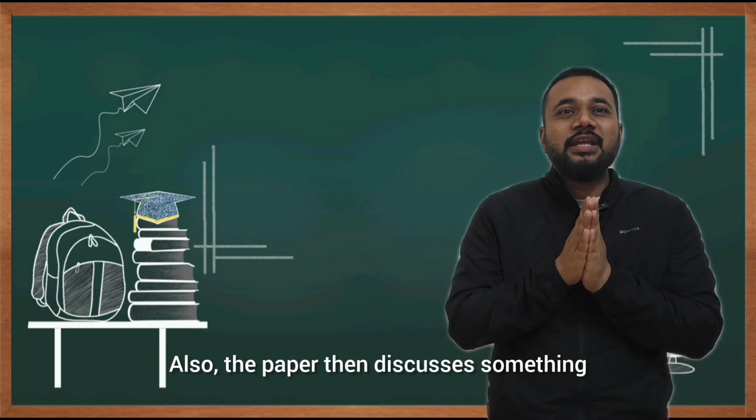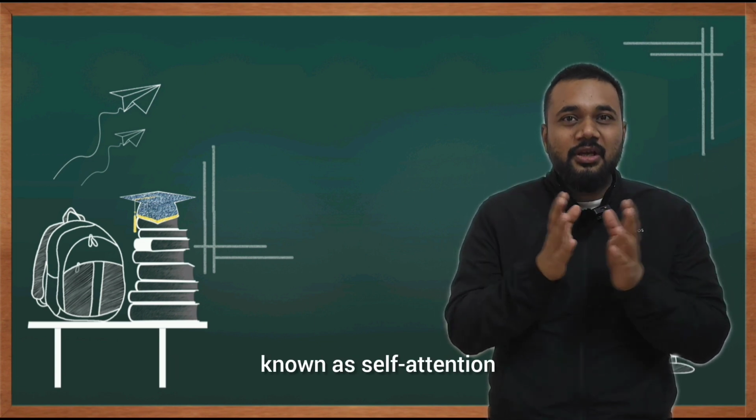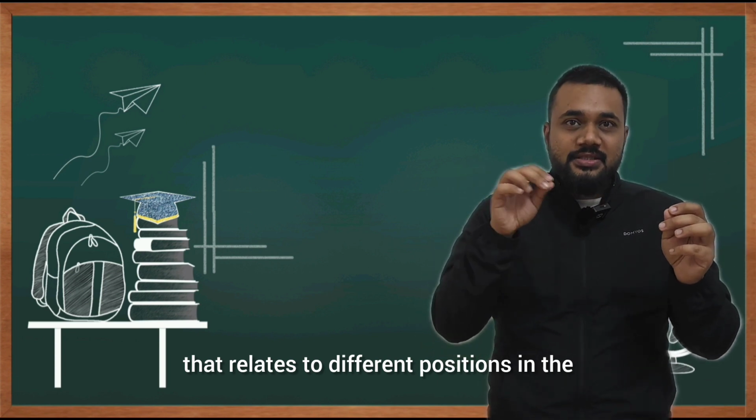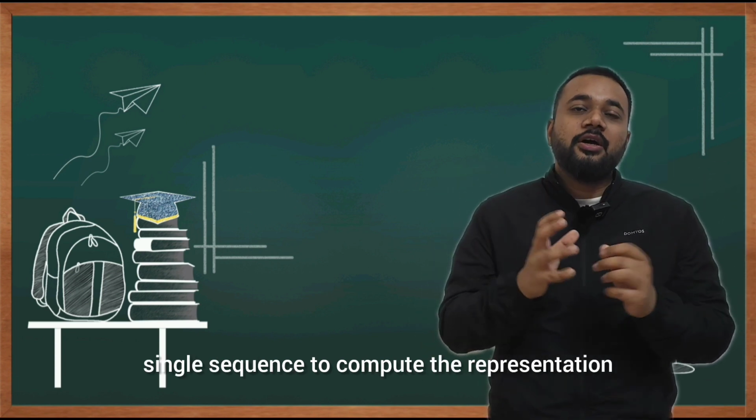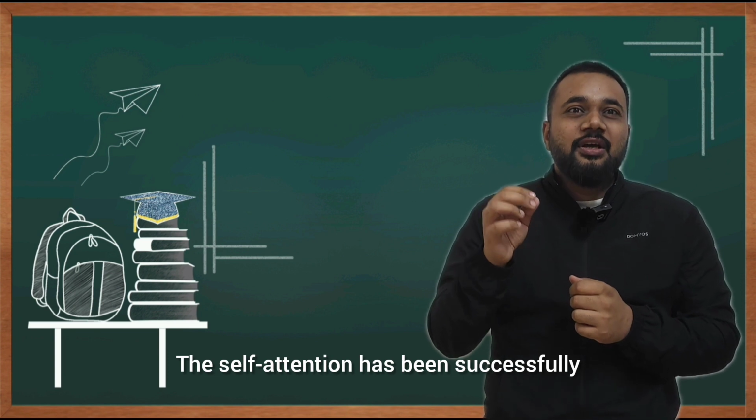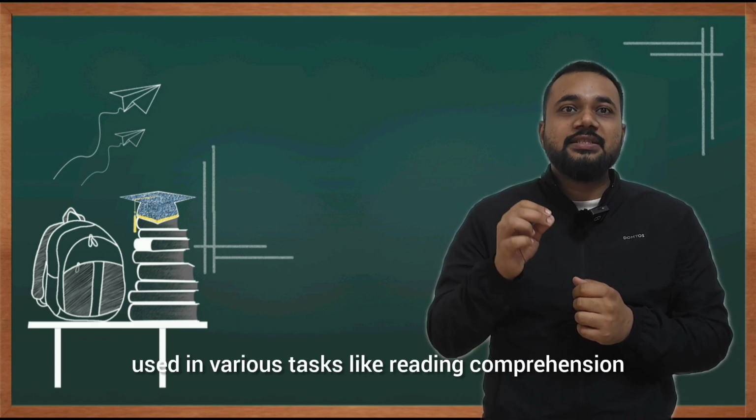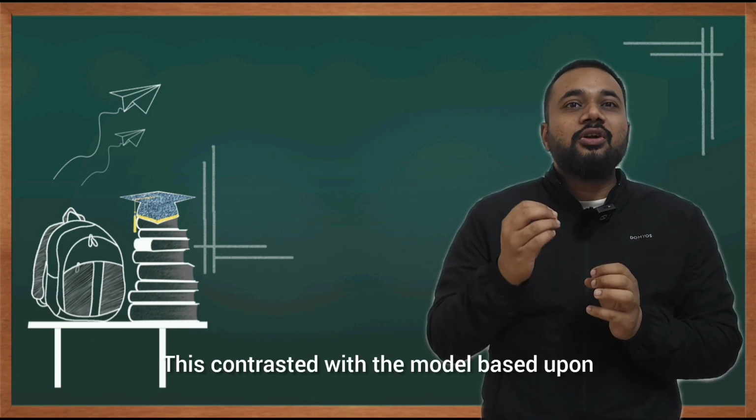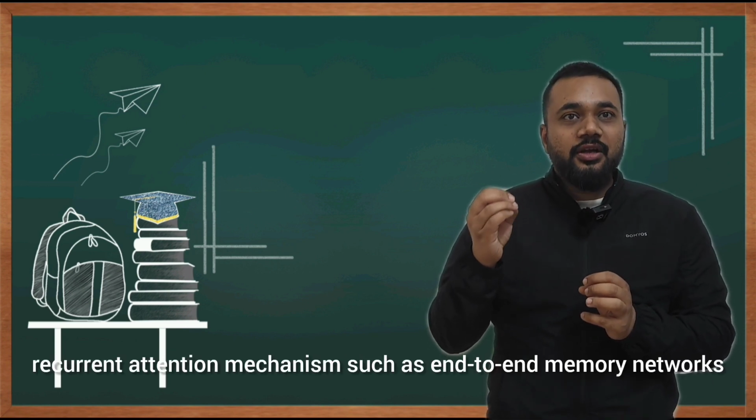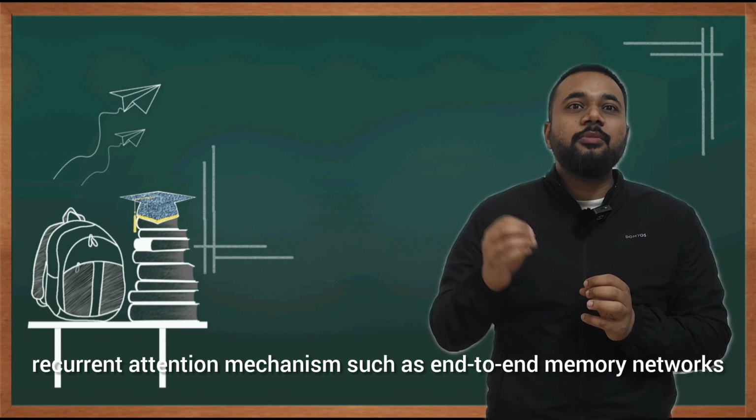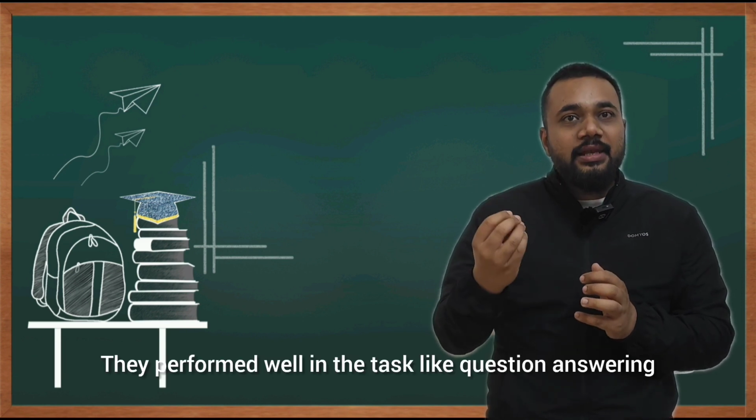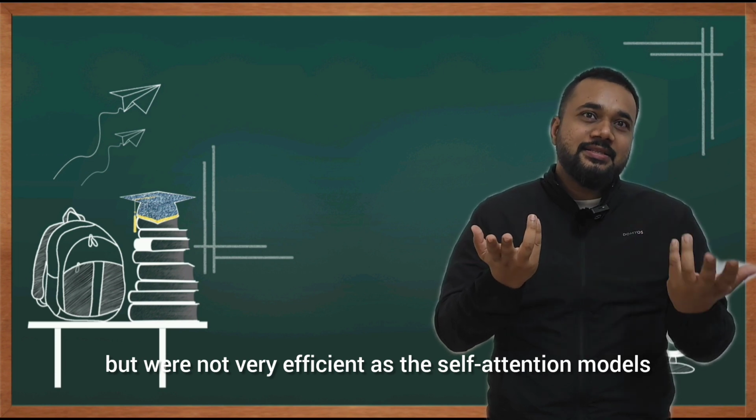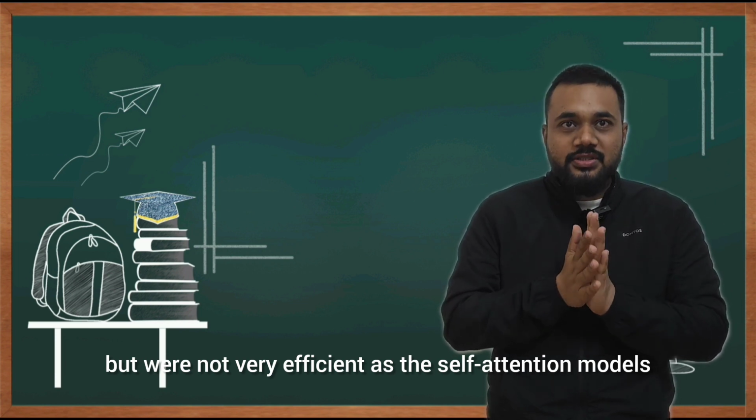The paper then discusses something known as self-attention, a mechanism that relates different positions in a single sequence to compute a representation of the sequence. Self-attention has been successfully used in various tasks like reading comprehension and abstractive summarization. This contrasts with models based upon recurrent attention mechanisms, such as end-to-end memory networks. They perform well in tasks like question answering, but were not as efficient as self-attention models.